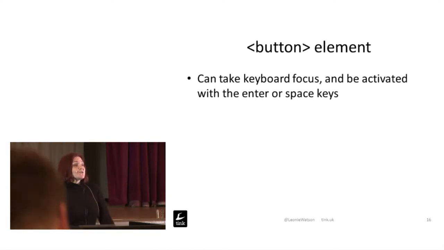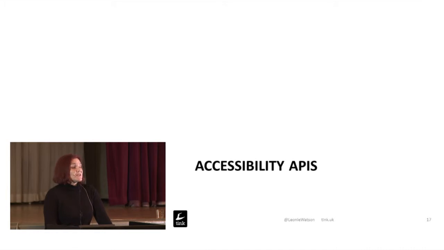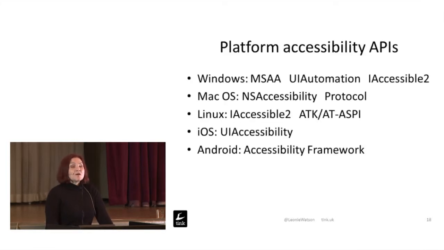So the question is, the browser's making all this information available to assistive technologies. How do assistive technologies get at all the information? Well, the answer is platform accessibility APIs. There are APIs available on all platforms. On Windows, it's MSAA, UI Automation, and IAccessible2. IAccessible2 is also available on Linux. OS X has the NSAccessibility protocol, and Android and iOS also have platform accessibility APIs that assistive technologies can use to query information about the content that they find on screen.